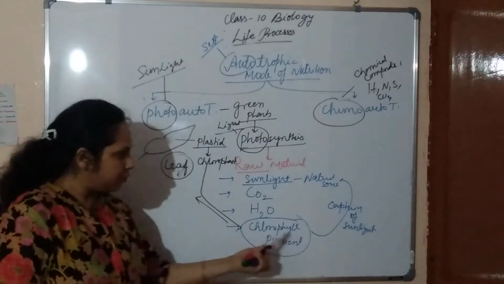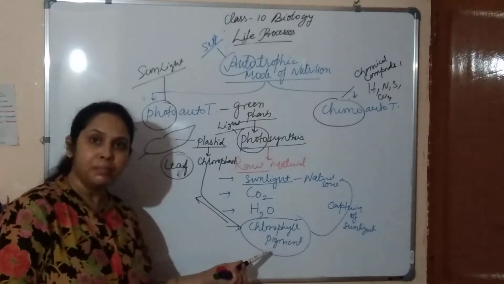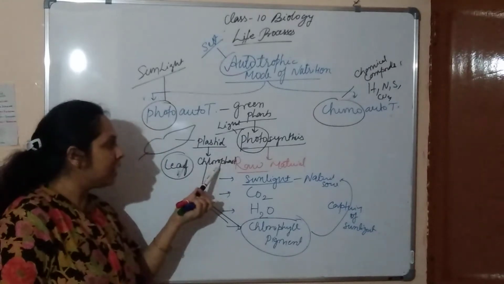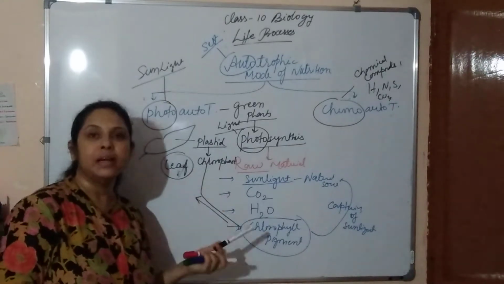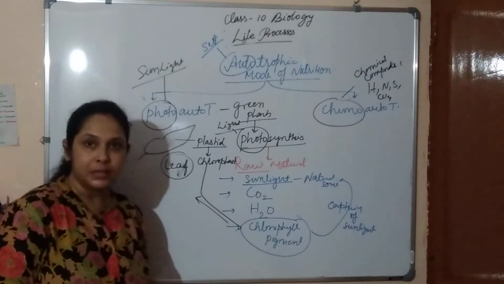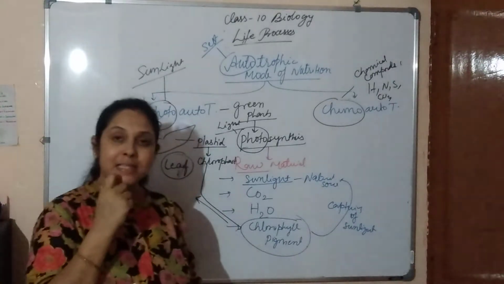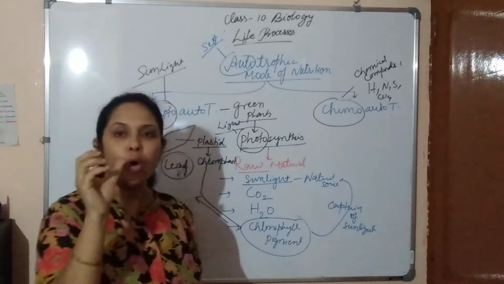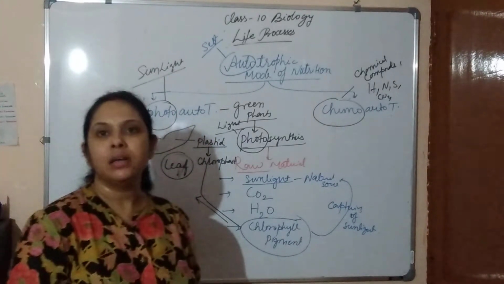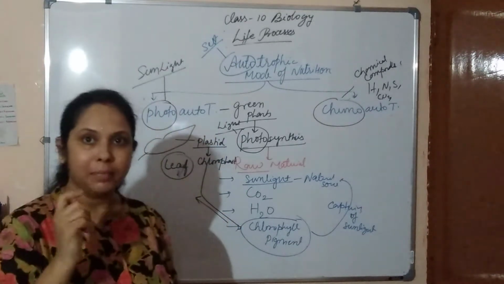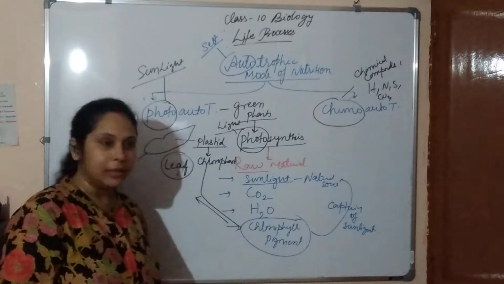Now we understand where the chlorophyll pigment comes from. It comes from the plastids. The plastid contains chloroplast, and the chloroplast contains chlorophyll pigment in the thylakoids. When you study the chloroplast structure, you find coin-like structures, and each coin-like structure is called a thylakoid, and they contain chlorophyll pigment. So we understood this.